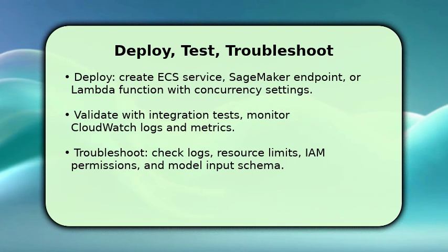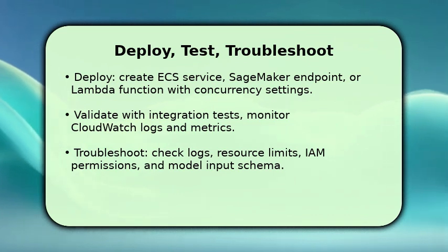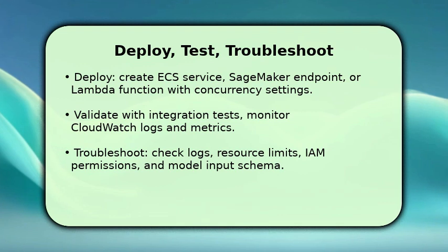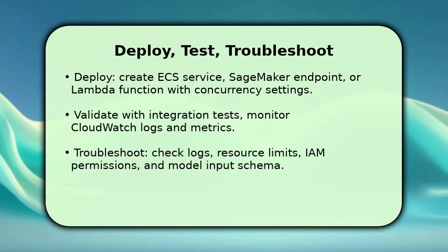If something fails, first inspect logs for stack traces, then confirm IAM permissions and container start commands. Next, check resource limits and input schema mismatches. Make incremental fixes, redeploy, and rerun tests until stable. Then set up.